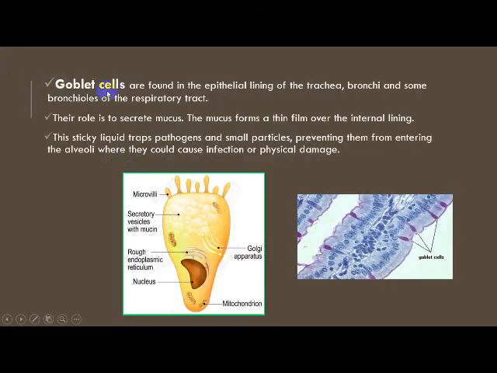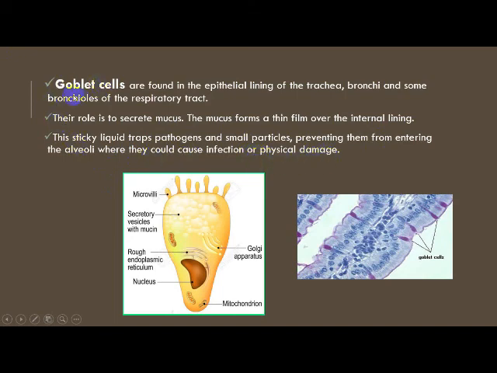And also we have goblet cells. They are found in the epithelial lining of the trachea, bronchi and bronchioles of the respiratory tract. The function of goblet cells is to form mucus, and the sticky liquid or mucus which is produced in goblet cells traps pathogens, or we can say organisms which can make us sick, and small particles, preventing them from entering the alveoli where they could cause infections and physical damage.